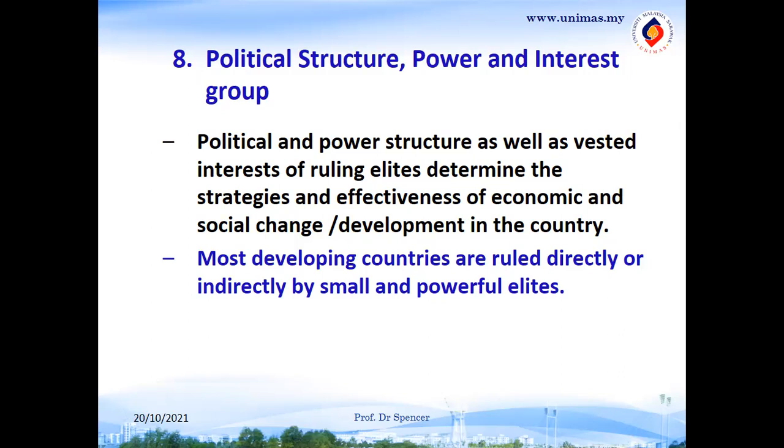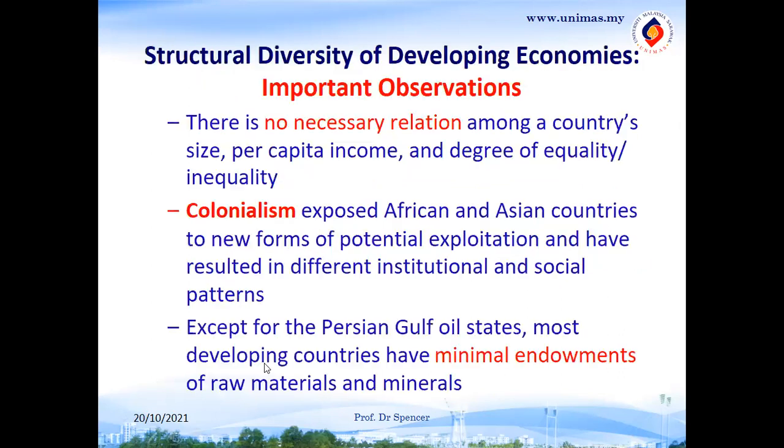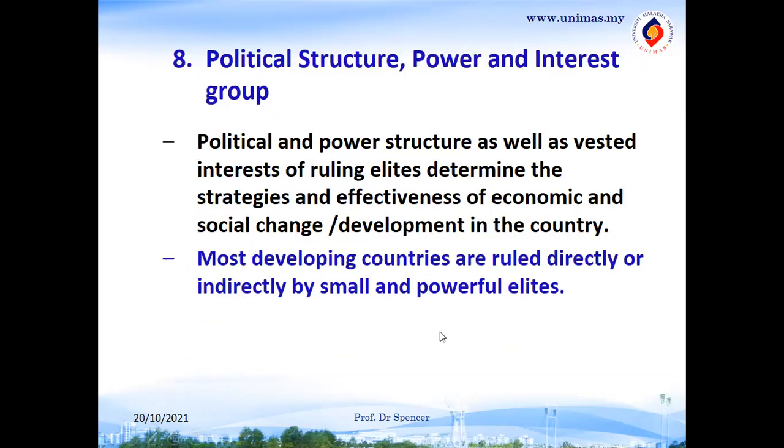So most developing countries are ruled directly or indirectly by small and powerful elites. Okay. So they will determine the economy, the future of the country, right? But sometimes these powerful elites abuse their power, and therefore all kinds of corruption happen in that country, and that's quite common in developing countries. Corruption, abuse of power, and so on by those who rule.